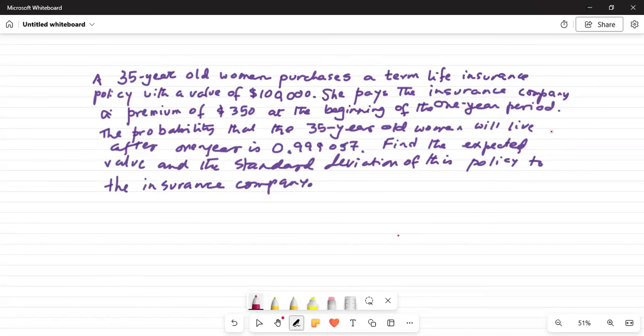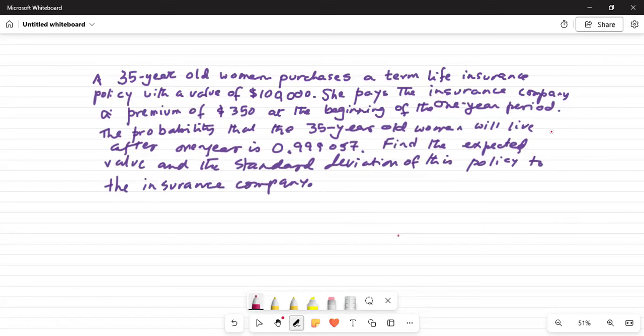A 35-year-old woman purchases a term life insurance policy with a value of $100,000. That's the face value. So if something happens to the woman, her beneficiary will get $100,000 within the 1 year. She pays the insurance company a premium of $350 at the beginning of the 1-year period.